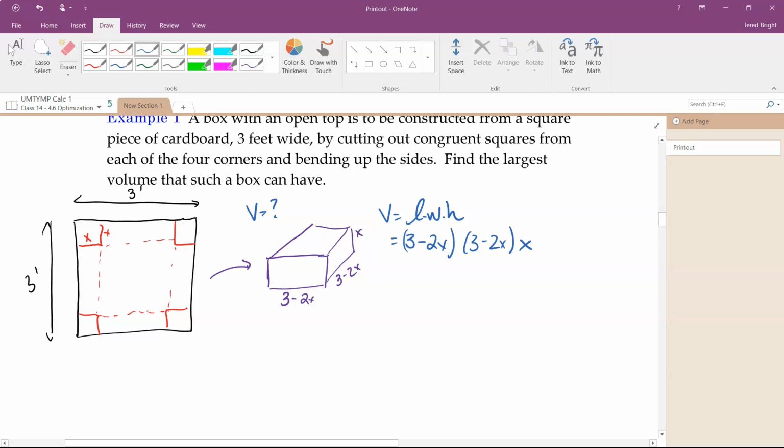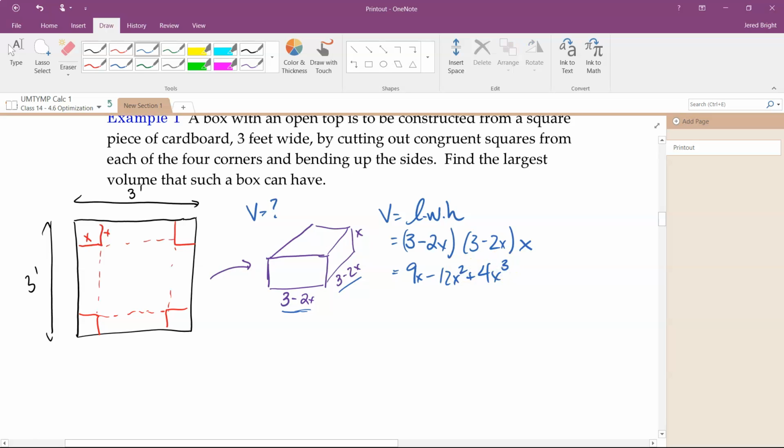Now, where I said before that we were going to have a constraint equation, where is that? That's actually implicit here in the 3 minus 2x's. We're using the constraint of the surface area. Going forward, we would distribute this. This would be 9 minus 12x plus 4x squared, and then all that times x. So it's 9x minus 12x squared plus 4x cubed.